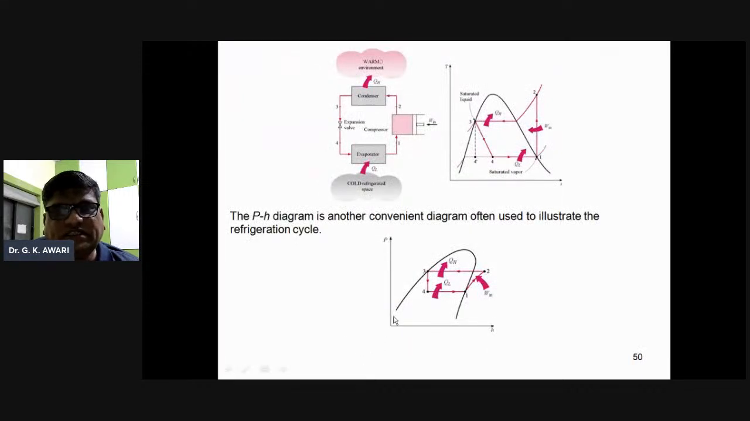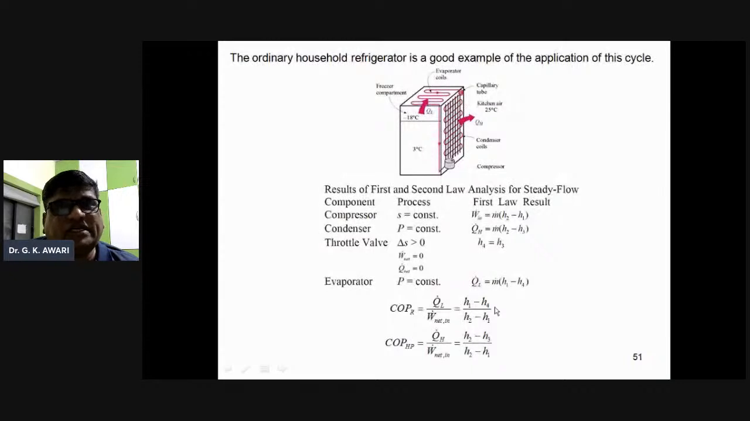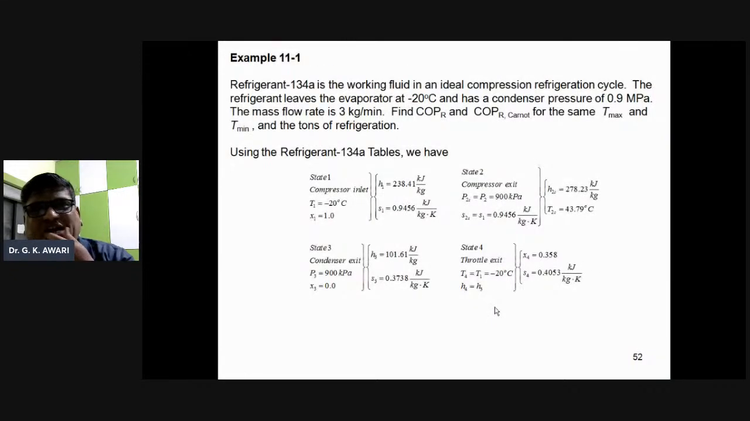You can see here in the pressure enthalpy chart. This is your refrigerating effect, that is H1 minus H4, and work of compression is nothing but 2 minus 1, that is H2 minus H1. And then we can calculate the COP of the refrigerant.